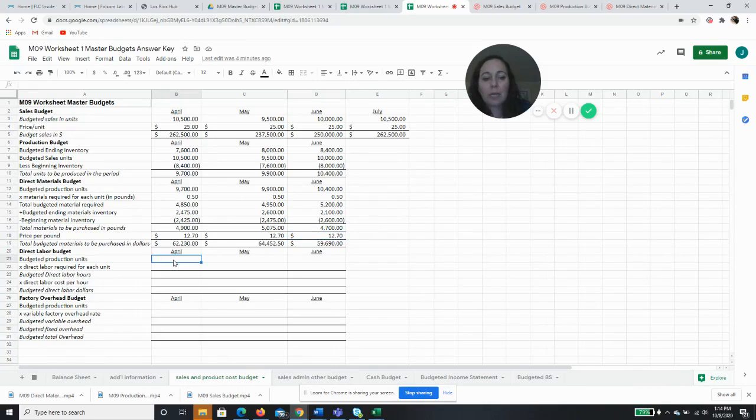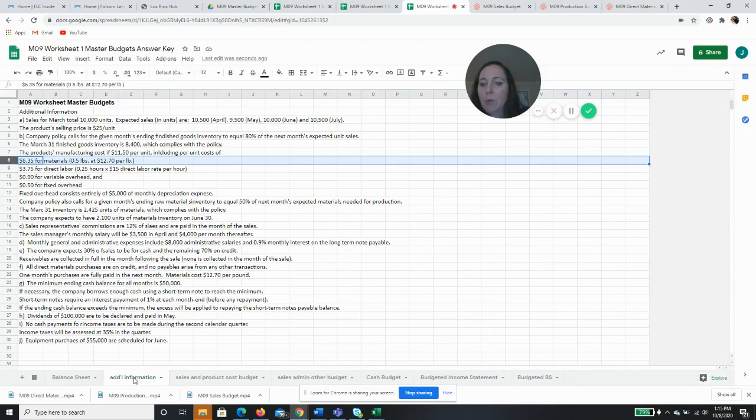So let's do direct labor. We need our budgeted production units, which is 9,700 for April, 9,900 for May, and 10,400 for June. Then we're going to multiply by the direct labor required for each unit. This should be direct labor hours.